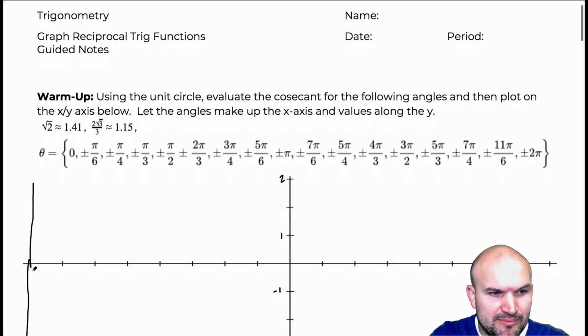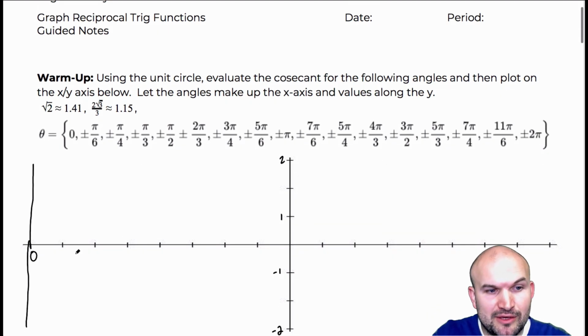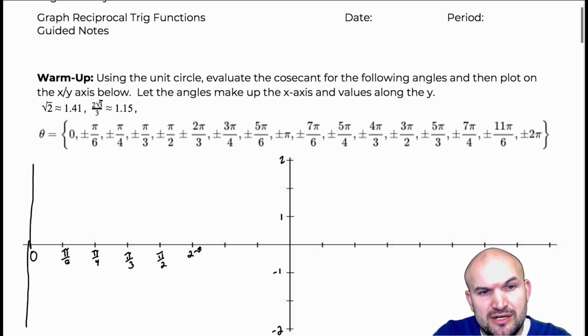This is where it's going to be 0, and we are going to evaluate here for all of these points. So I'm going to do pi over 6, pi over 4. Since I'm going to be skipping around, I'm going to write all of these in now because it's going to be a little bit easier to find the points as I move forward.